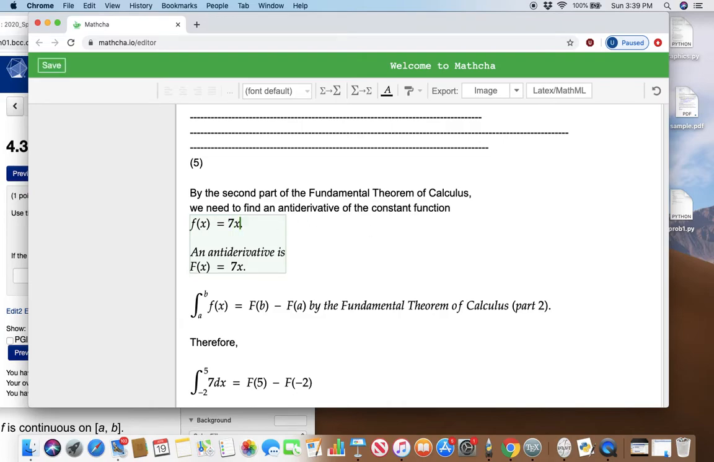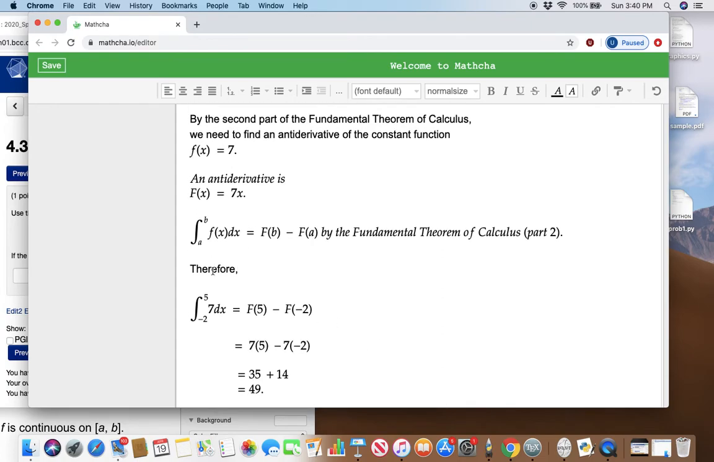7 has no x, that is, the power of x is 0. So you have to increase the power by 1 and divide by the new power. So it's simply 0 plus 1 is 1, that's the power, divided by 1. So for any constant, mind you, the antiderivative is the constant times x, or whatever is the running variable. Part 2 of the fundamental theorem of calculus says the integral from a to b of f(x) dx is capital F at the upper limit minus capital F at the lower limit, these being antiderivatives.